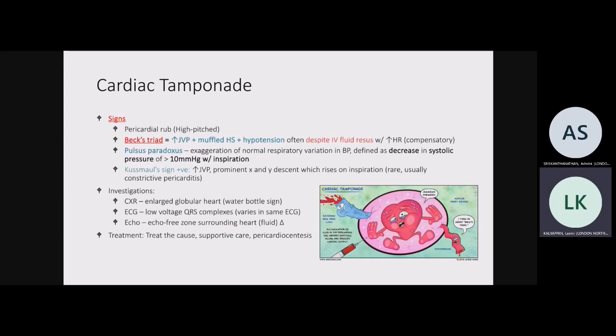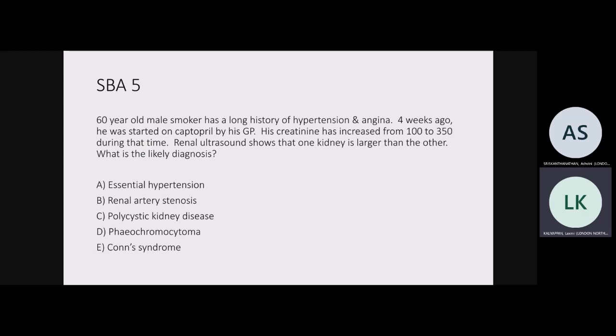Echo would show fluid surrounding the heart, and your treatment would be to try and treat the underlying cause. So if someone has had a stab wound, then you need to resolve that, stop the bleeding and try and fix the issue that's caused the tamponade. And pericardiocentesis is the most acute management for these patients, where you essentially pop a needle in and drain the fluid out from the pericardium.